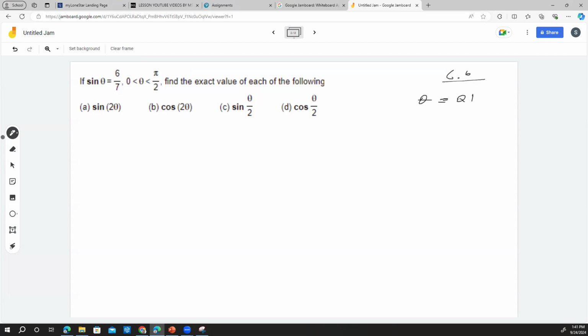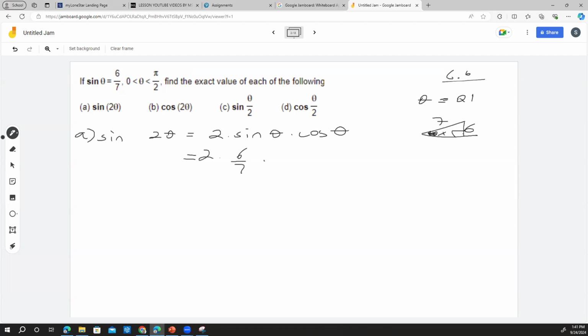Looking at part A, if I need to calculate sine of 2 theta, its formula is 2 times sine of theta times cosine of theta. I have the sine of theta, given in the problem as 6 over 7, but cosine of theta is missing. So we need to go back to our chapter 4 knowledge. We create a right triangle with angle theta and a 90-degree angle. Its sine value is 6 over 7, and sine means opposite over hypotenuse, so we need to find the adjacent side on this right triangle.